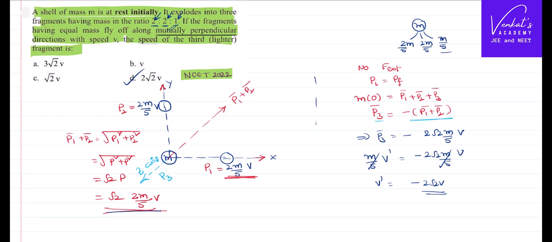That's how we solve the problem. So it is purely based on conservation of linear momentum, that if there is no external force acting on a system, the initial momentum of the system equals its final momentum.